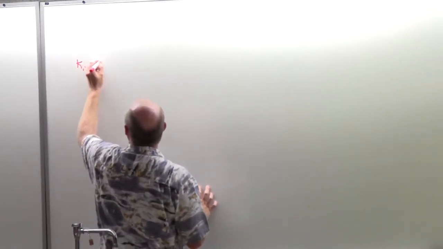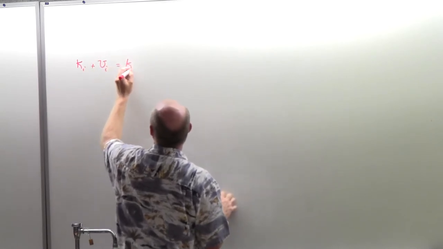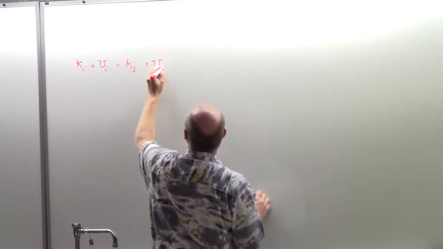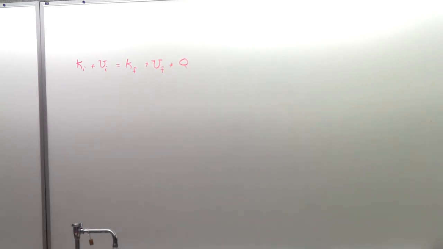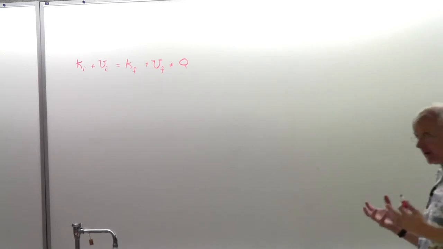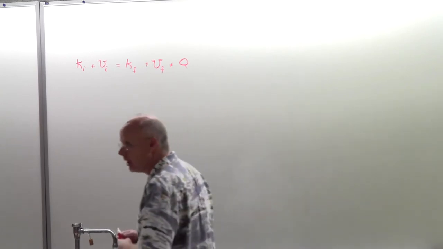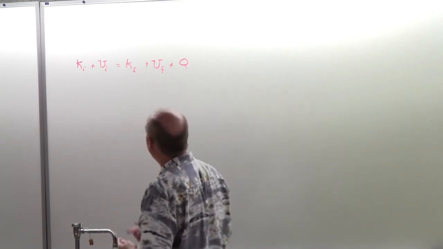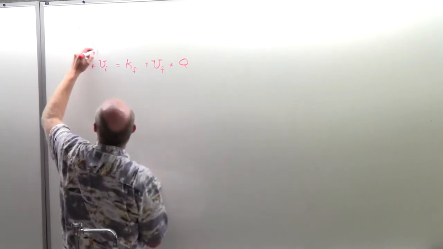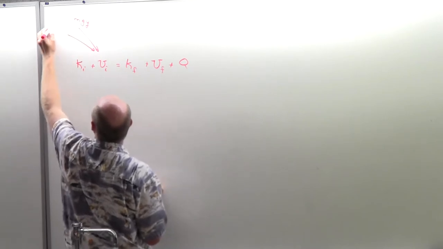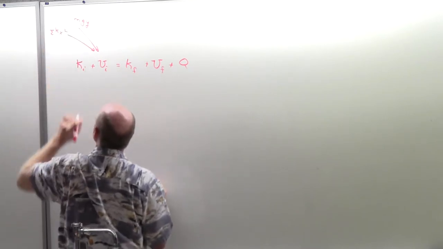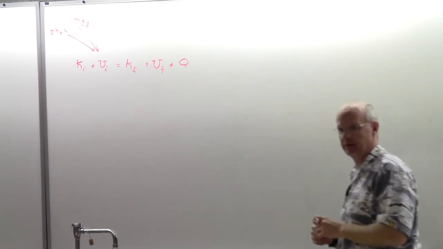If you remember on Monday, we had this. If I wrote down the initial kinetic and the initial potential, it's got to equal the final kinetic, the final potential, and any heat that is created along the way. All right? And so that was our statement with conservation of energy. So let's start filling it in. Remembering that we dealt with two types of potential energy. One is gravitational potential energy. The other is a spring potential energy.